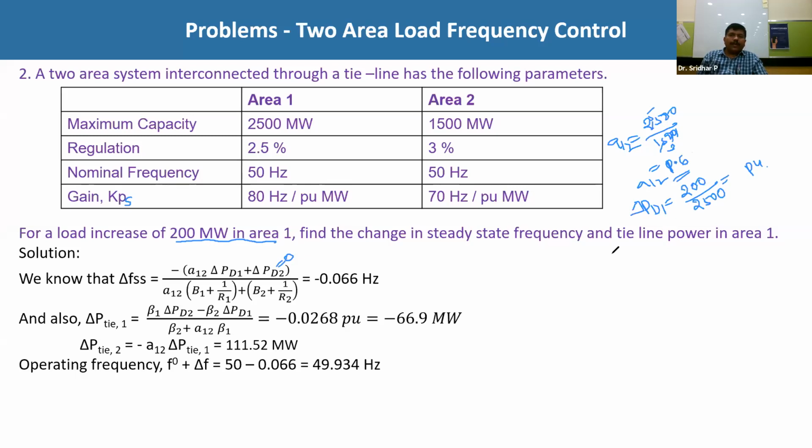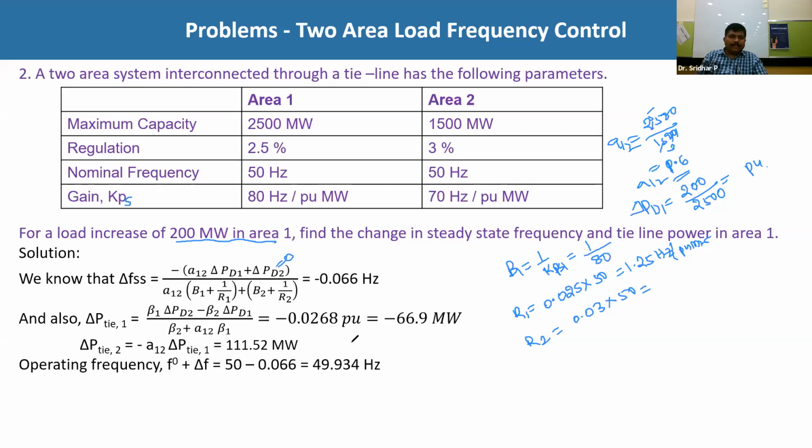And in this one, B1 is nothing but 1 by KPS1, so 1 by 80. We will get some B1 value. And next one is R1. R1 is 2.5 percentage, so this is 0.025 into 50, and we get 1.25 hertz per unit megawatt. Similarly, R2 is 3%, so 0.03 into 50 hertz. Like this, we are going to get the values for R1 and R2 also.